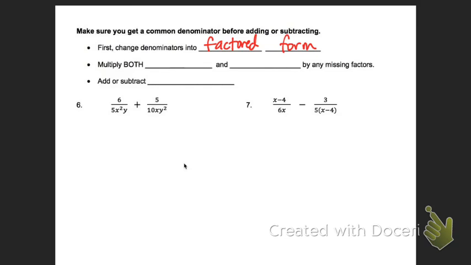Then you're going to multiply both the top and the bottom, or numerator and denominator, by any missing factors. Then you add or subtract the numerator.